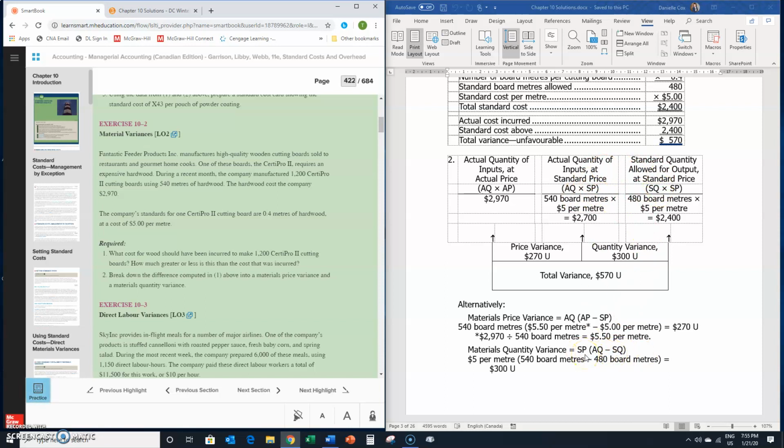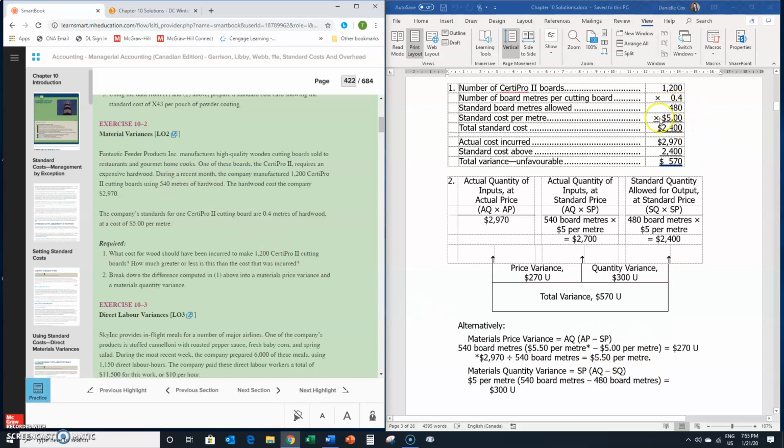So standard price was $5 per meter we were given. Actual quantity was 540 meters. Standard quantity we worked out up here was 480 meters. So again, if you work that out, you get 300, and it's positive 300, so that means it's unfavorable. So when you use the formulas, if you get a positive number, it means unfavorable. If you get a negative number, it's favorable.